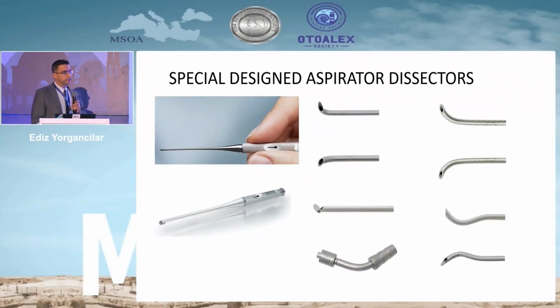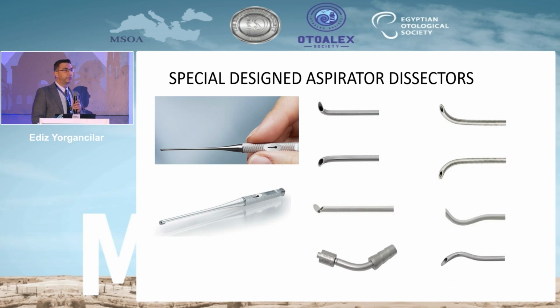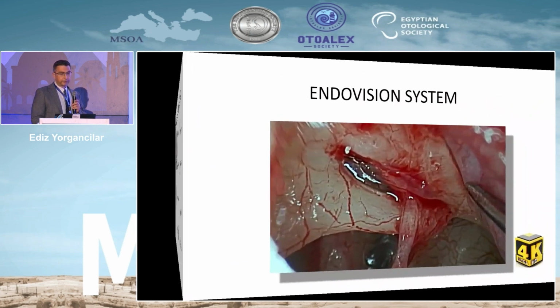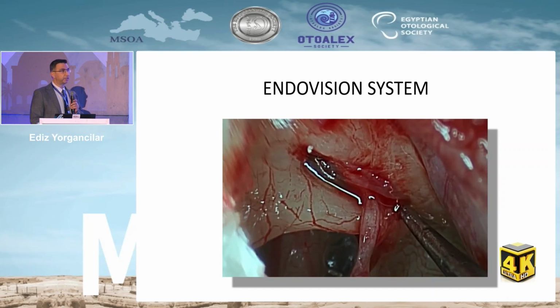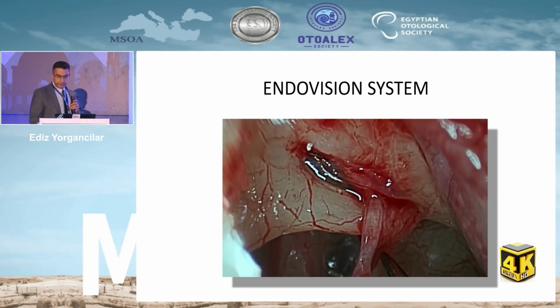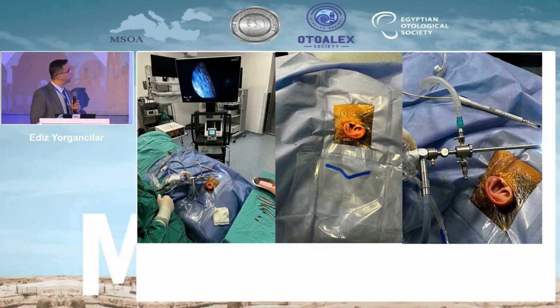And the specially designed aspirator dissectors are very helpful for removing clots or bone dust from the surgical field. And the endovision system is very important. The high definition 4K system is very helpful in this retraction pocket surgery. And this is the surgical setup.